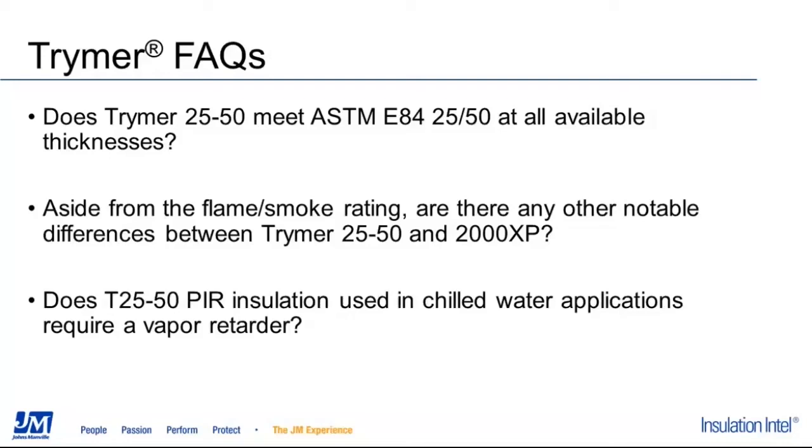And finally, third question, does Trymer 2550 PIR insulation used in chilled water application require a vapor retarder? Yes, it will require a vapor retarder, and as mentioned, it can either be installed at the fabricators or it can be installed on site. And I would like to note also that we do have a matching tape that you can seal the joints, and the tape has the same perm rating as the vapor retarder itself, which is great.